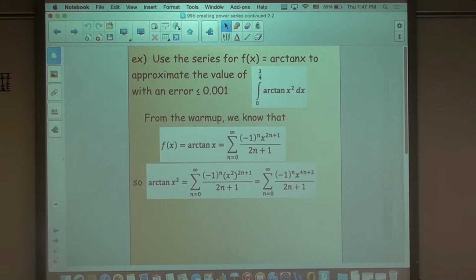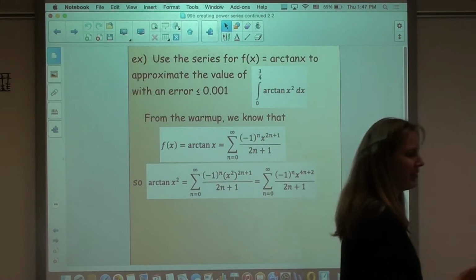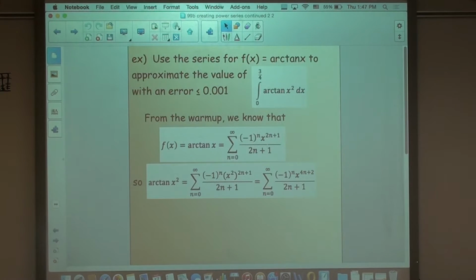You do not need a plus c because this is a definite integral. Oh, why do you say that? Good. Okay, so everyone go ahead and find the integral and go ahead and plug in the limits, the integral limits, once you've got your integral.